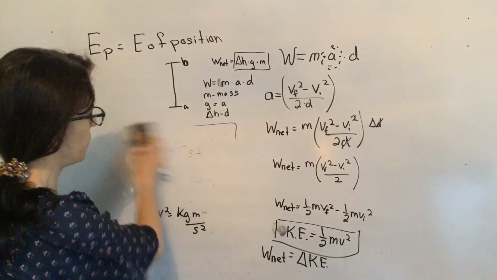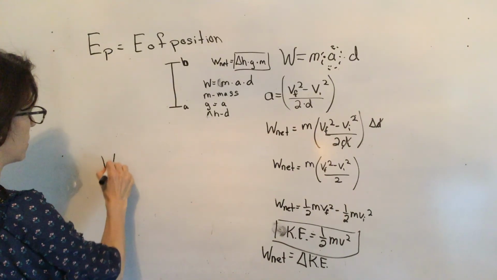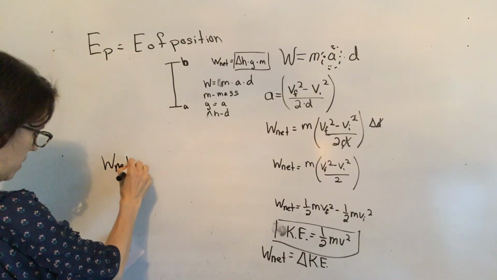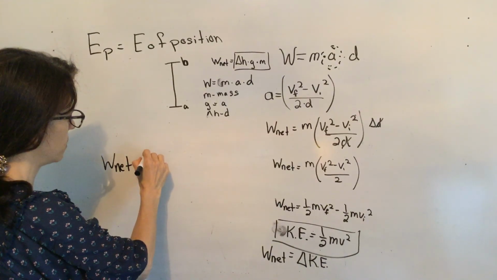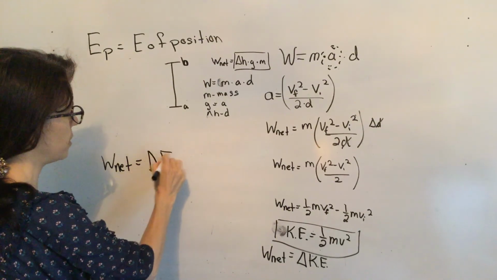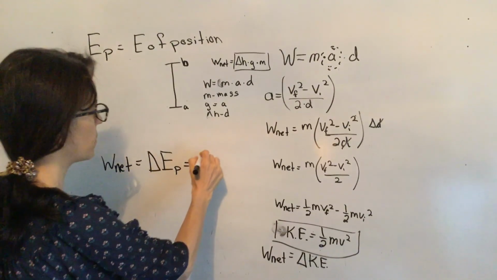So let me just finish with this expression here. Net work is equal to the change in potential energy, and I'm going to write it like this.